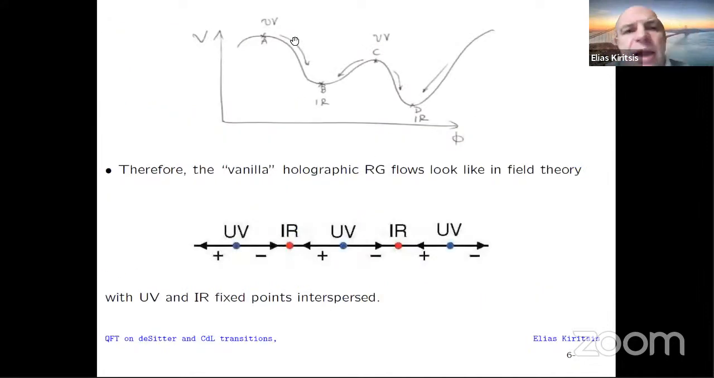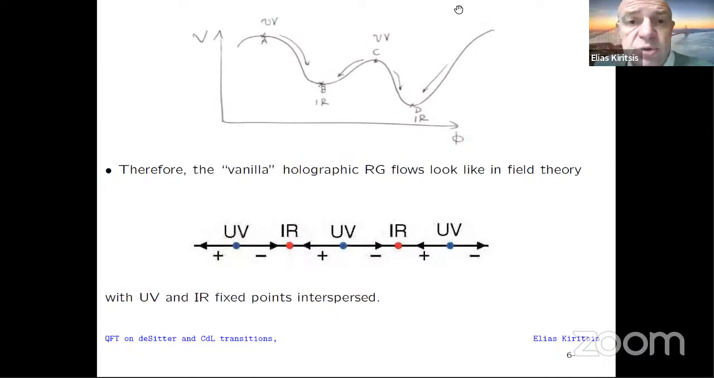So let me go back now and look again at the potential landscape we were looking at before. The vanilla type of flows that we have, gravitational flows in this case, is to go from a maximum to a nearby minimum. And this type of flows, that is from here to here, or from here to here, or from here to here, etc.